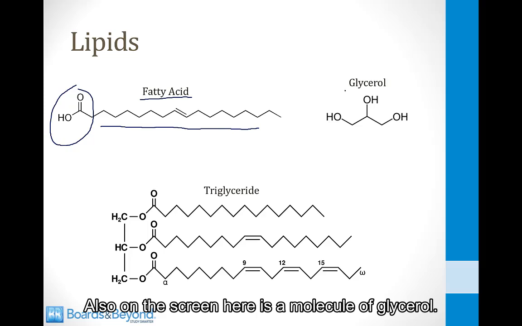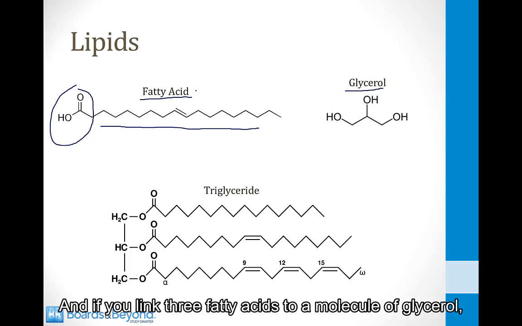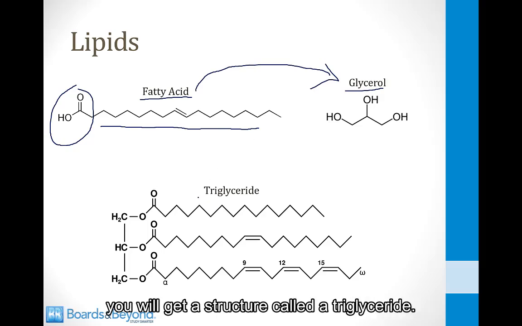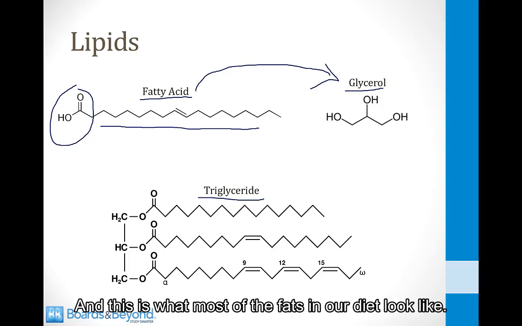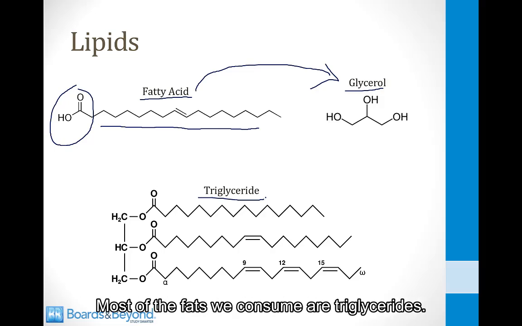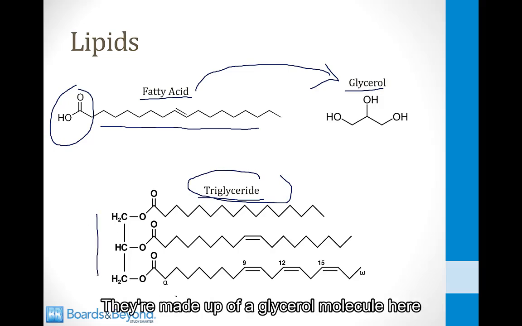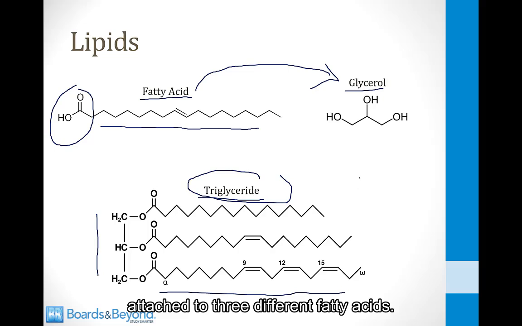Also on the screen here is a molecule of glycerol. And if you link three fatty acids to a molecule of glycerol, you will get a structure called a triglyceride. And this is what most of the fats in our diet look like. Most of the fats we consume are triglycerides. They're made up of a glycerol molecule here attached to three different fatty acids.